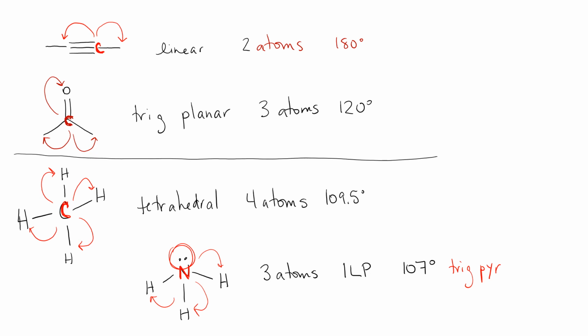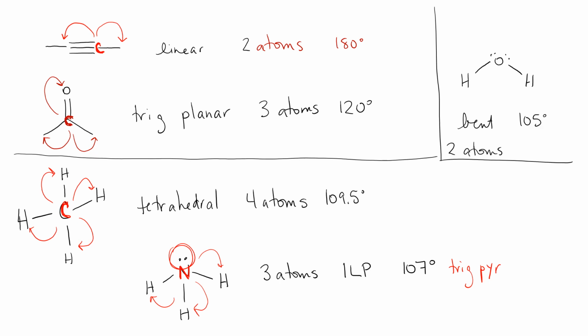And last but certainly not least, we've got 2 atoms and 2 lone pairs. That is bent with a bond angle of 105. 2 atoms, 2 lone pairs. So zooming in on that central oxygen, it's got 1 hydrogen, that's 2 atoms and 2 lone pairs, bent. I hope that helps.